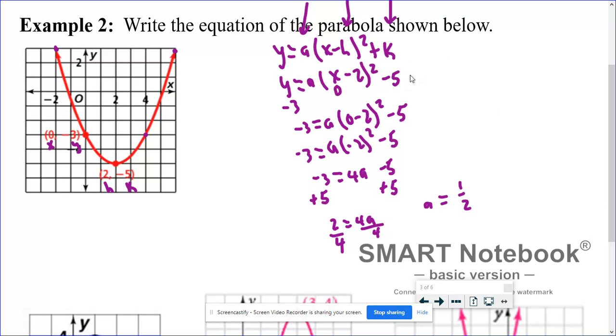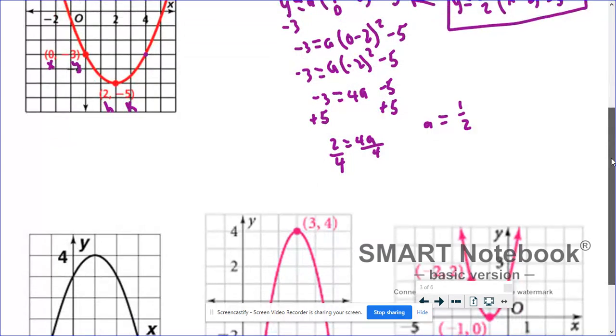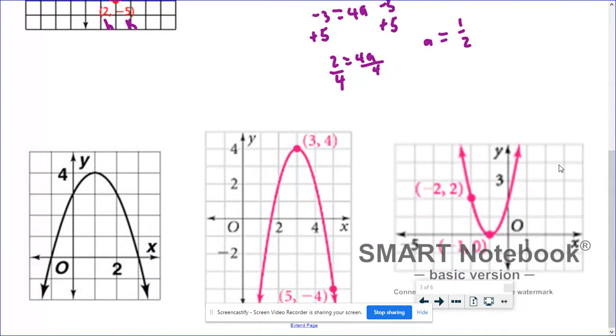So now I'm going to go back to this point and substitute the 1/2 in for a. So I've got y is equal to 1/2 times x minus 2 squared minus 5. So I have substituted in now for the a, the h, and the k. I'm leaving the x and the y because that's now the generic equation for the entire curve. All right, so there you go. You have some others to try here. I'm going to leave those as part of the exit ticket.